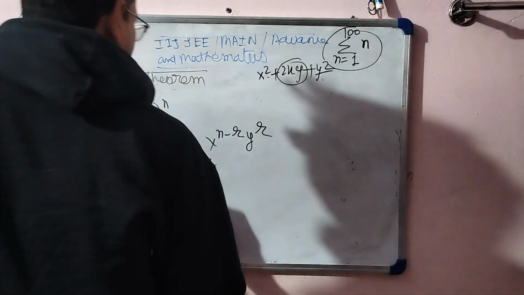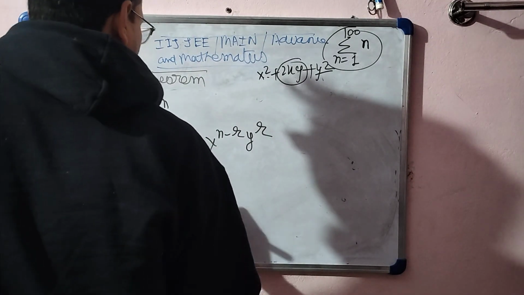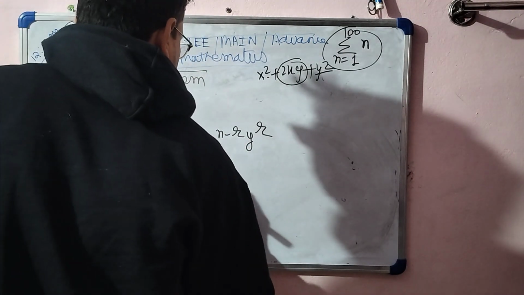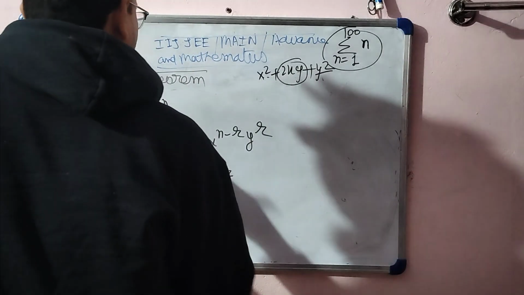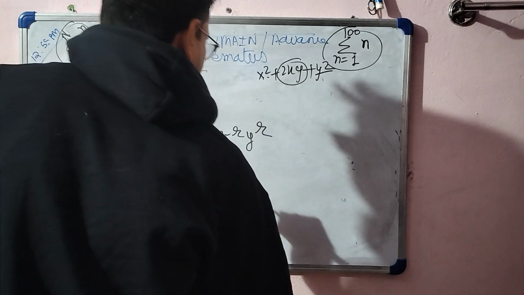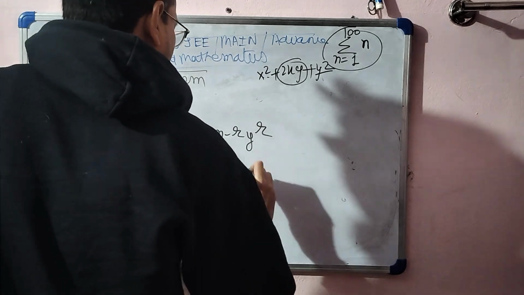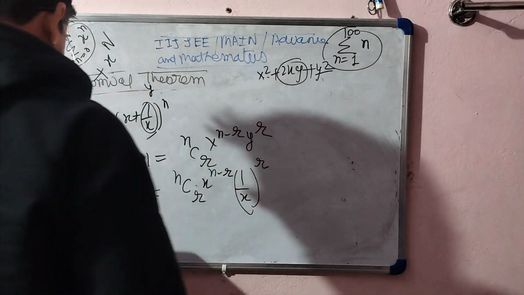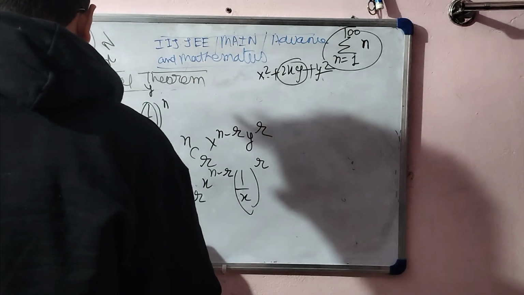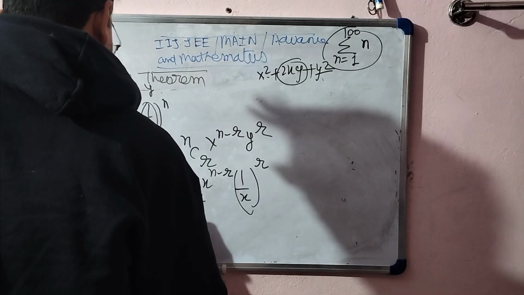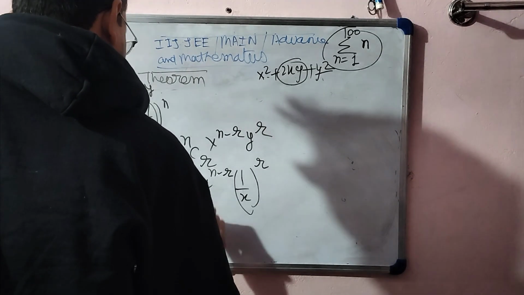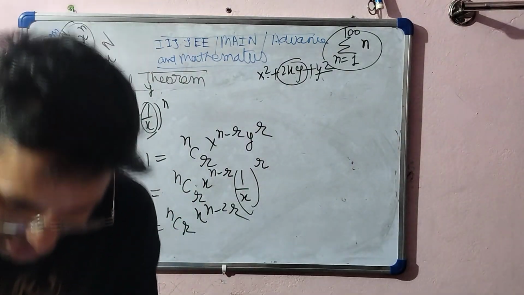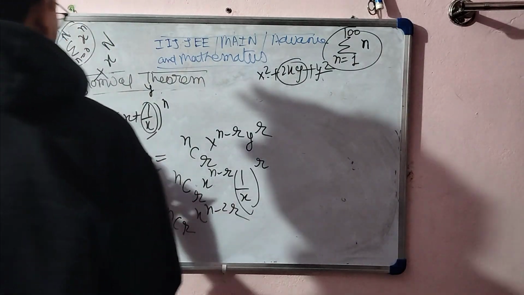Here the value is nCr, then x to the power n minus r, and y is 1 by x, so (1 by x) to the power r. Your term is that: nCr x to the power n minus 2r. Wow, very nice.